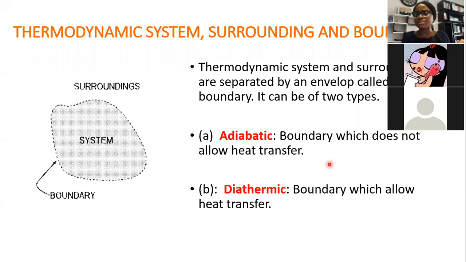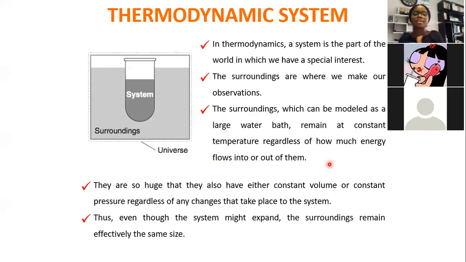Adiabatic, it is not allowed. It does not allow heat transfer. It is heat transfer, not any form of molecules transfer. So, thermodynamic system. In thermodynamics, a system is a part of the world in which we have a special interest. The surroundings are where we make our observations. The surroundings can be modeled as a large water bath. So in this case, we have a universe here. This is our system right here, and this is our surrounding.